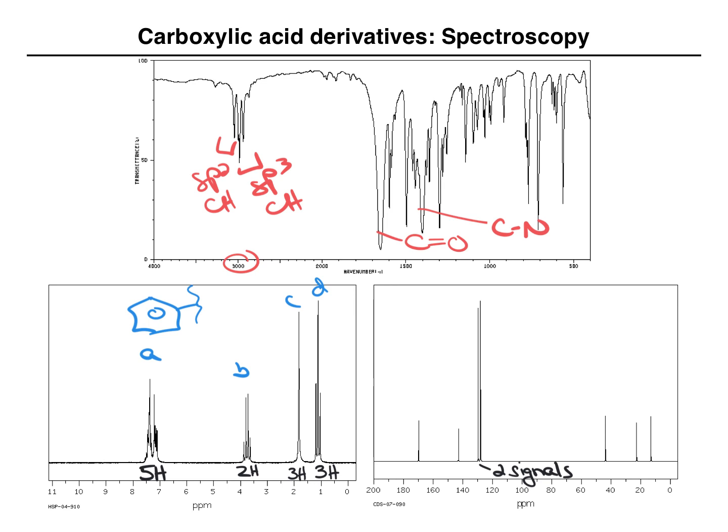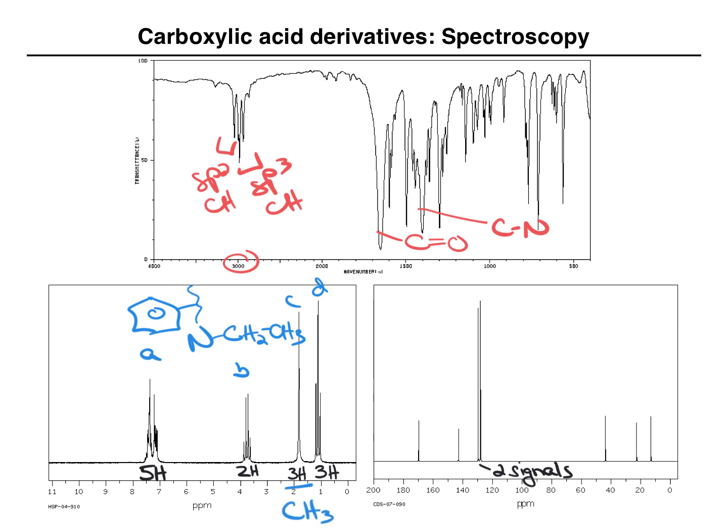B integrates to 2 hydrogens, so it must be a CH2 group. It is a quartet, so it must be next to a CH3. And it absorbs at about 3.7 ppm, so it must be next to something that is especially electron withdrawing, such as a nitrogen. Signal C integrates to 3 hydrogens, so it corresponds to a CH3 group.